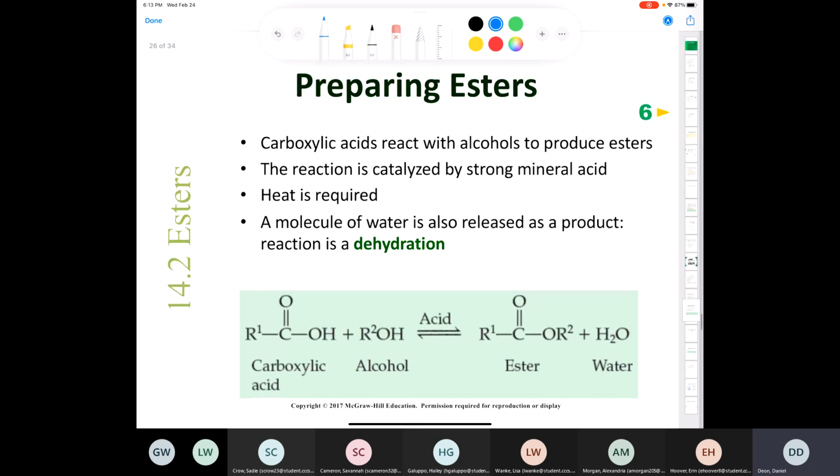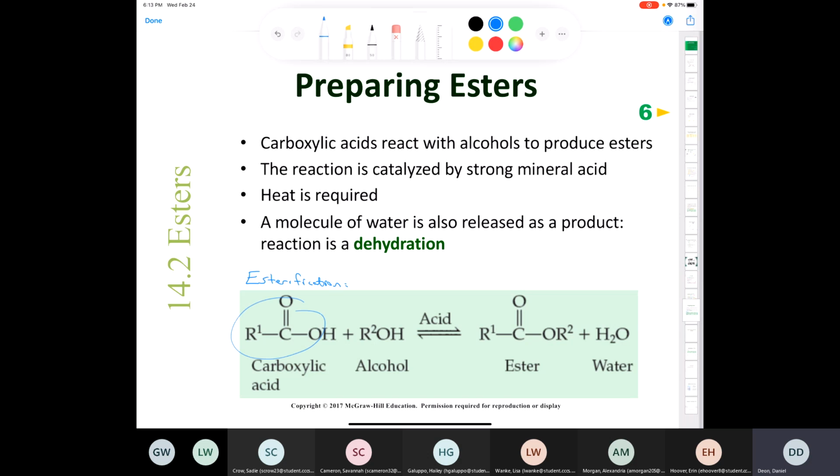All right. Well, let's get into the nuts and bolts here of reactions with ester. So here's the esterification reaction. That's what's being shown here. This is esterification, which is nothing more than the formation of an ester from a carboxylic acid and an alcohol.